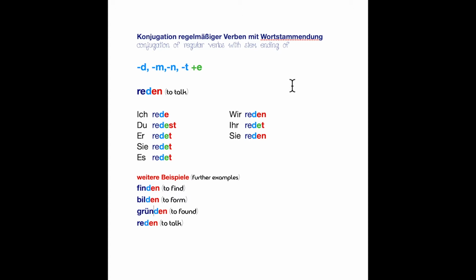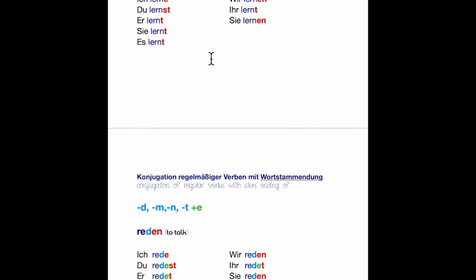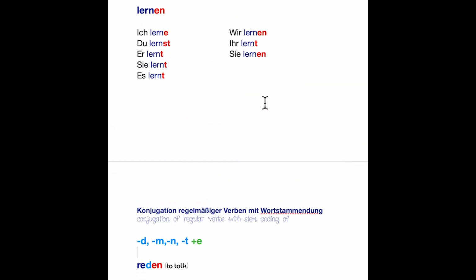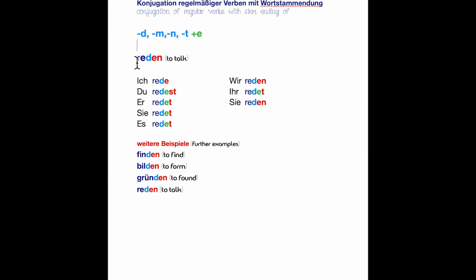Now, if we move on, it gets a little bit more interesting. If your word stem ends in a d, an m, an n, or a t, you need a little helper e. You need to add this e before you add the ending that you have just become accustomed to. Now, let me explain. I have written down the word reden, which means to talk. Now, in the first person singular, there's no difference. You just do it like I've just taught you. You just add an e to your word stem, which is ich rede.